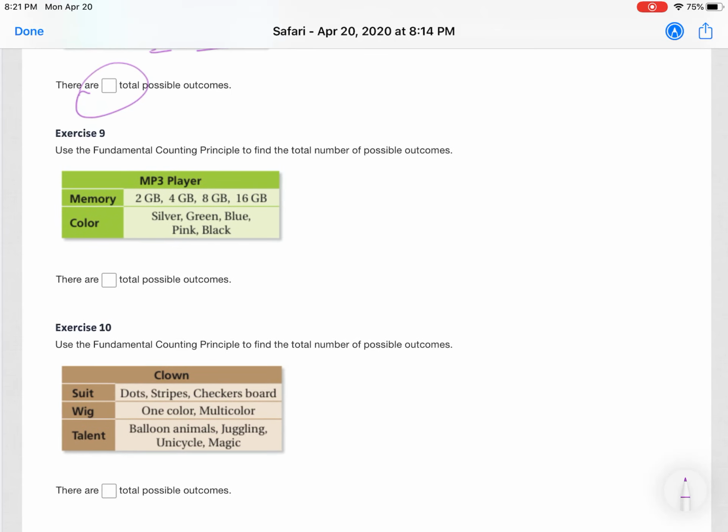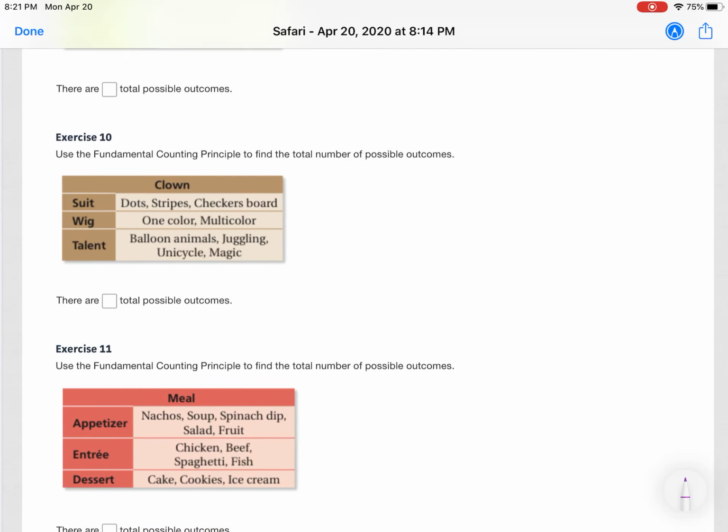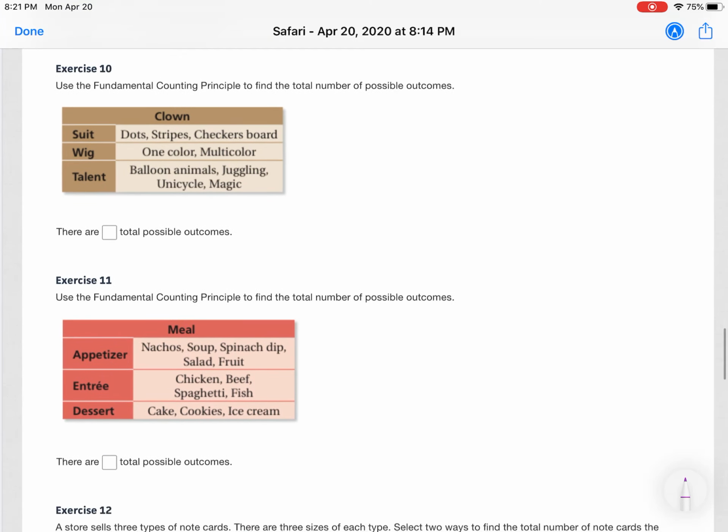Number 9 says use the fundamental counting principle to find the total number of outcomes. You're going to do the same thing. Multiply the possible numbers of memory times the possible number of colors. Same thing for number 10 and number 11. The only difference with 10 and 11 is now you're multiplying 3 numbers together instead of 2.